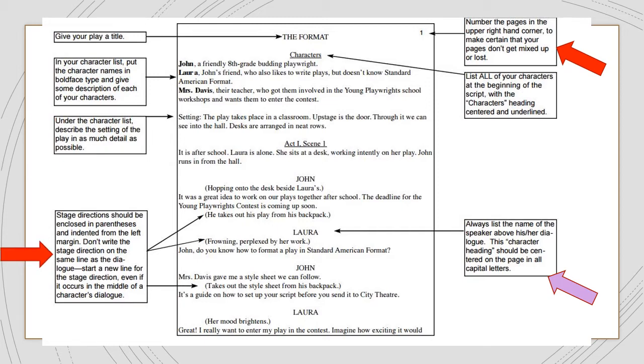Next, the stage directions. And stage directions are very helpful. Looking at two examples that the arrows are pointing to here, we have John: he takes out his play from his backpack. And then Laura, frowning, perplexed by her work.